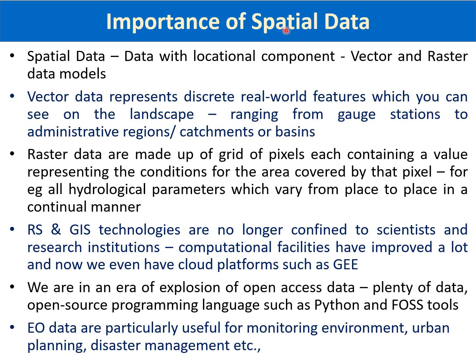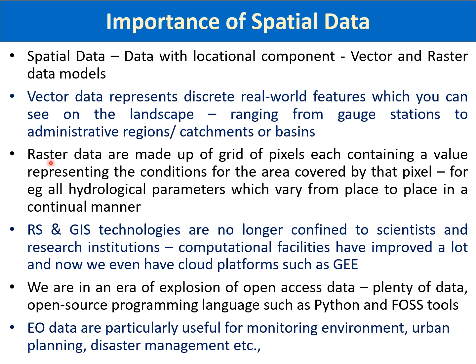This slide is about the importance of spatial data. Just to repeat, vector data represents discrete real-world features which you can see on the landscape. Ranging from say point data, for example rain gauge stations or hydrological observation stations, then to polyline features like river system or canal distribution system, roadways, railways, and then polygons which can be used for representing administrative regions or hydrological boundaries or catchments or basins.